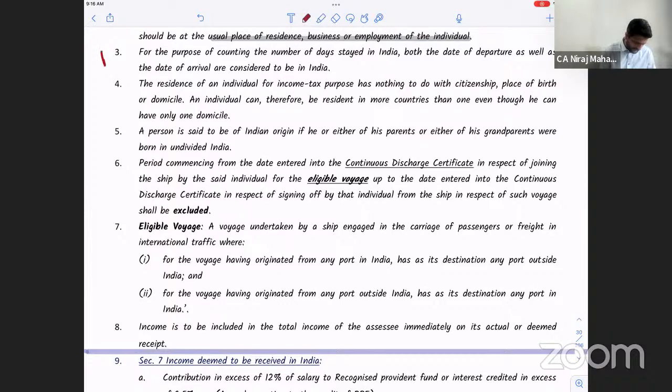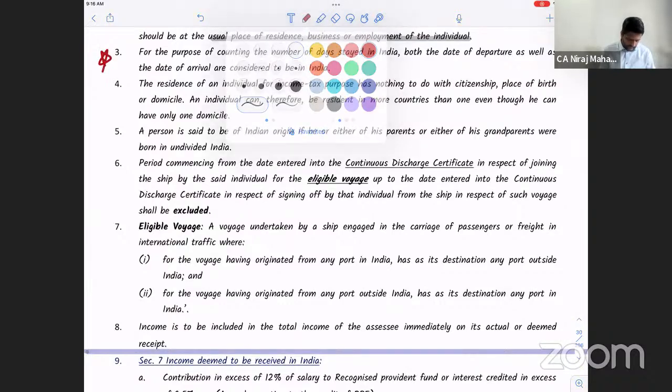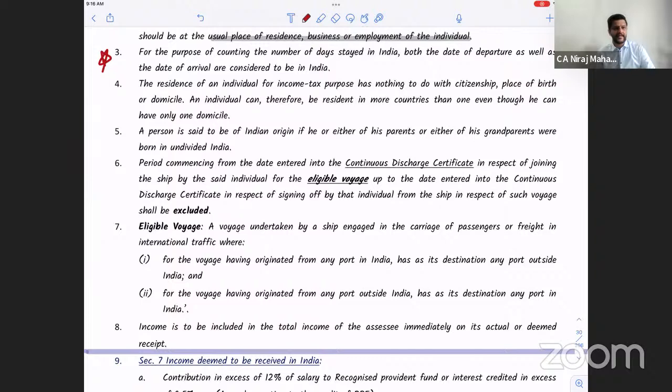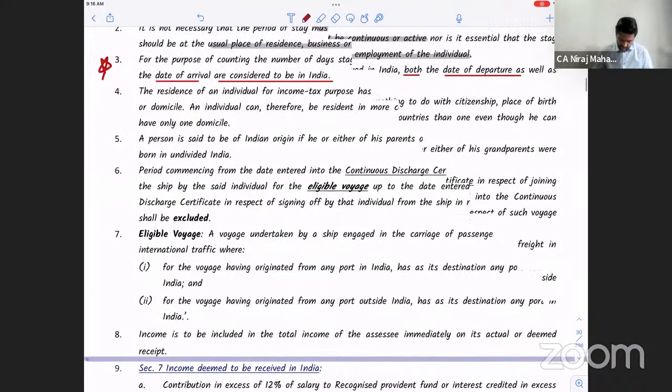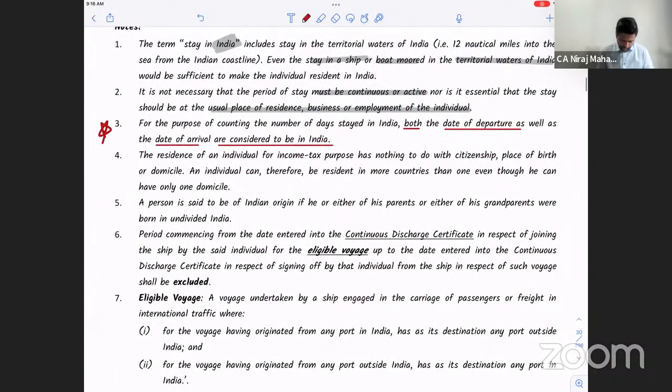Now, again, this is important. Point number 3 is important. Pay attention. For the purpose of counting the number of days stayed in India, both the date of departure as well as the date of arrival are considered to be in India. Are you understanding? Pay attention. Use common sense also, from this example's point of view.